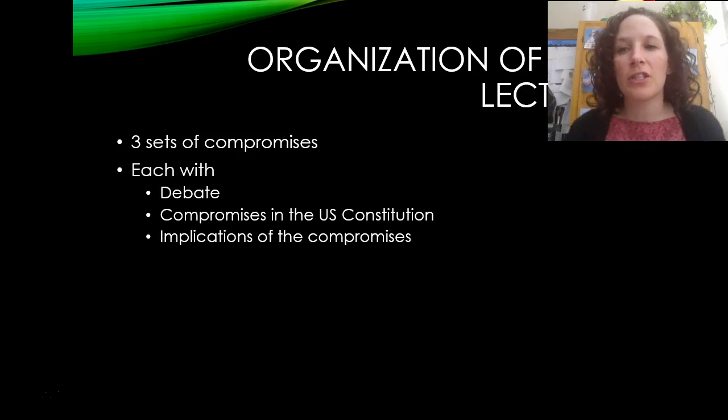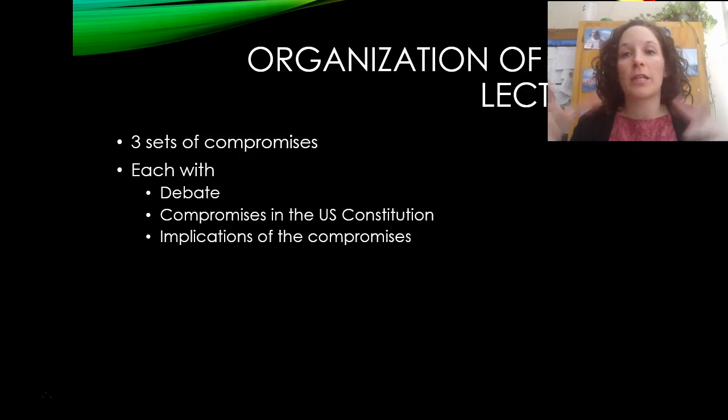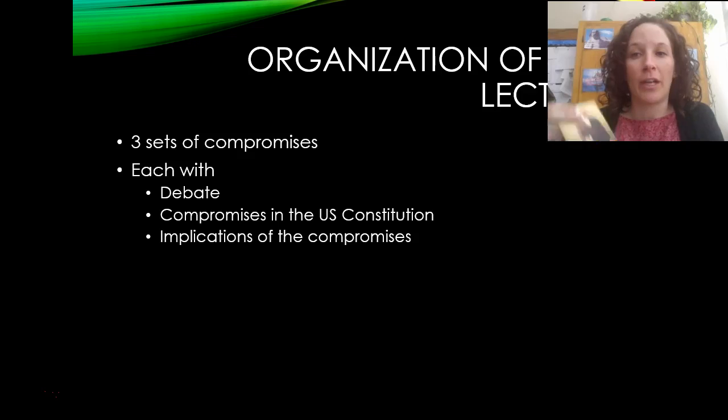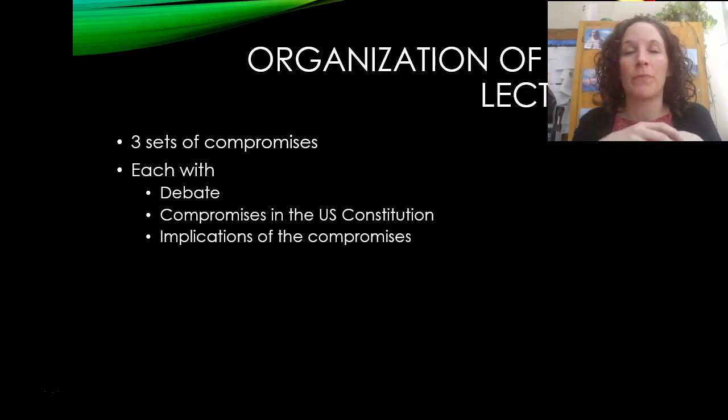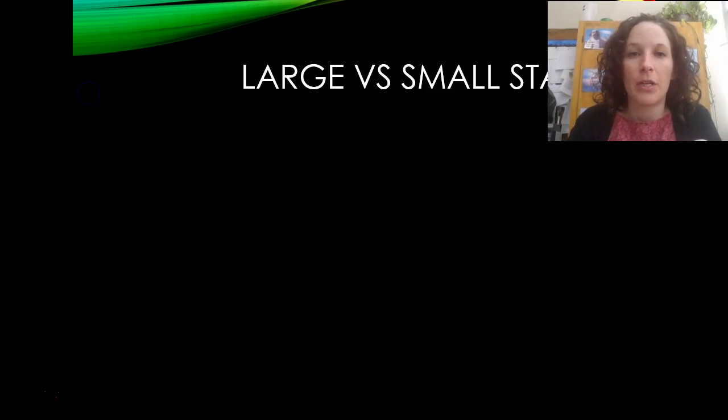Okay, so the organization of this lecture, I'm going to go through 3 sets of compromises. So essentially 6 groups making 3 compromises. For each one of those compromises, there will be a slide on the debate that was had between 2 groups. Then there will be a slide on the compromises that we can actually find in the Constitution that were agreed upon, and then the implications of the compromises for the United States. So let's start with large versus small states. This one you're probably already familiar with.